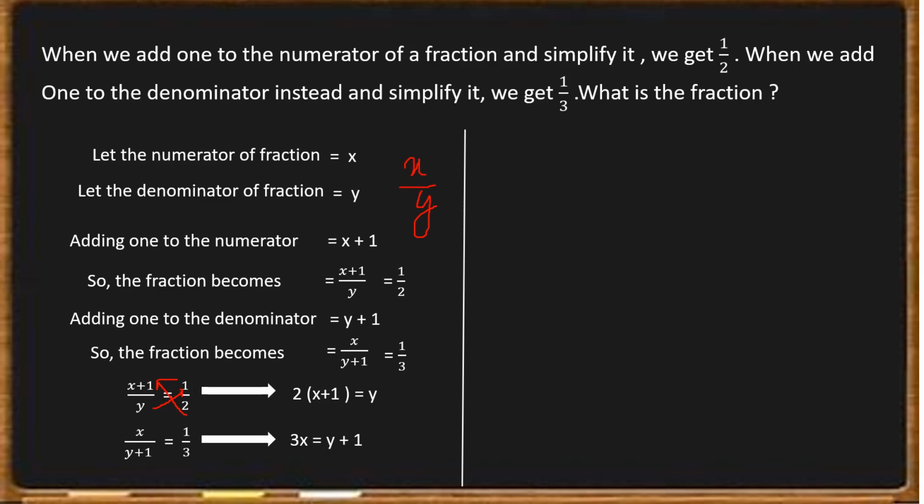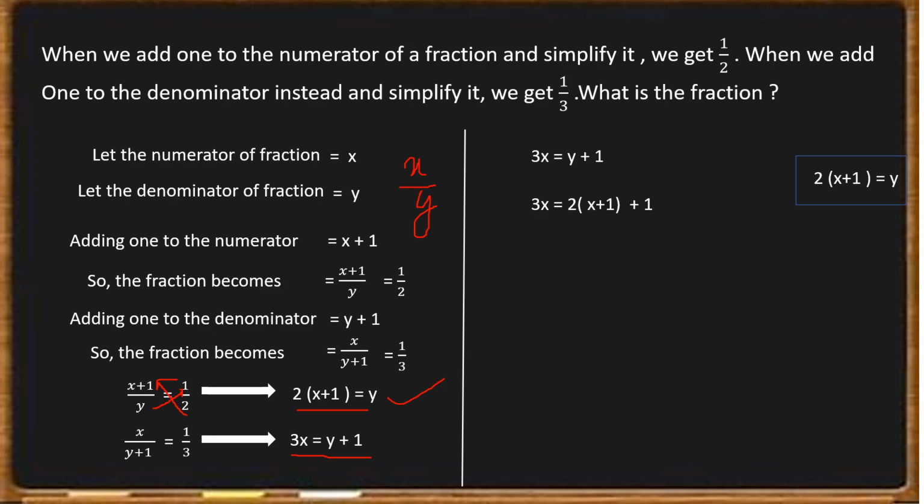Now let's go through these two equations. See, we have two equations and two variables, isn't it? Now considering 3x equal to y plus 1. That is 3x equal to 2 into x plus 1 plus 1. How did this 2 into x plus 1 come instead of y? From here we have y equal to 2 times x plus 1. So we can replace y with 2 times x plus 1.